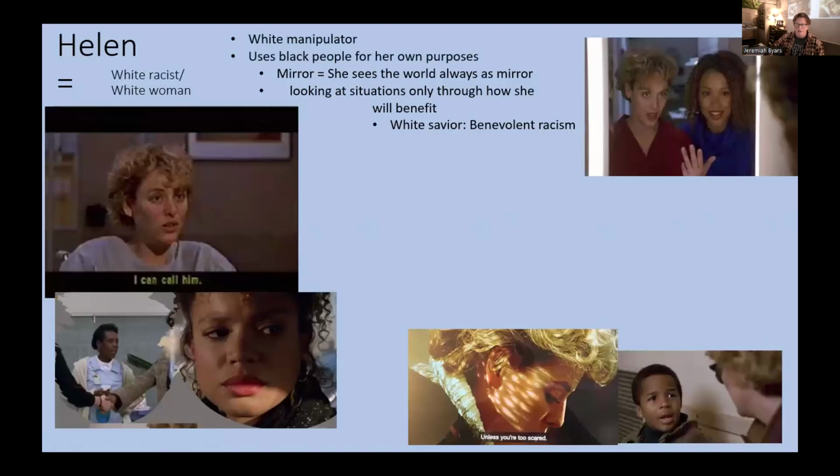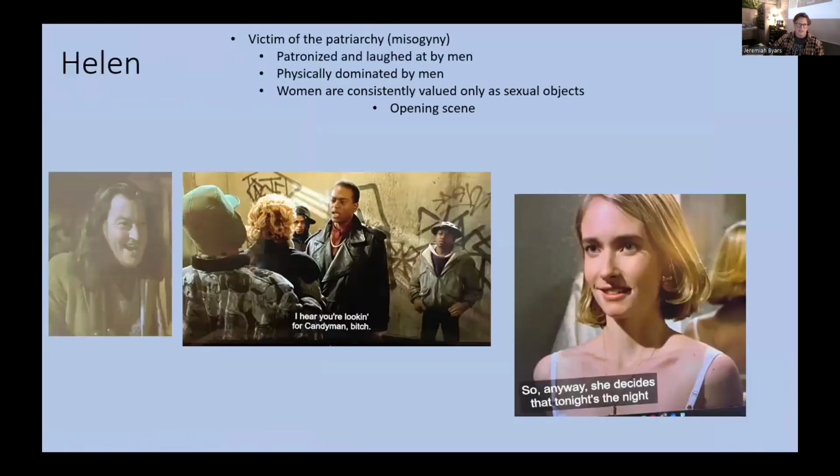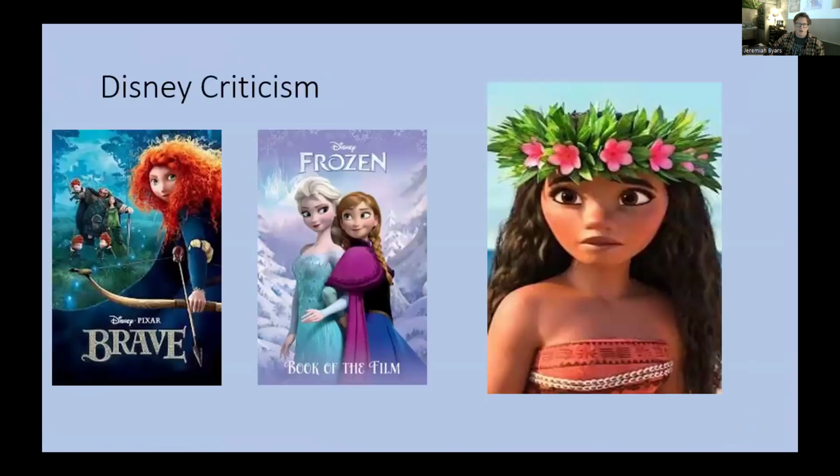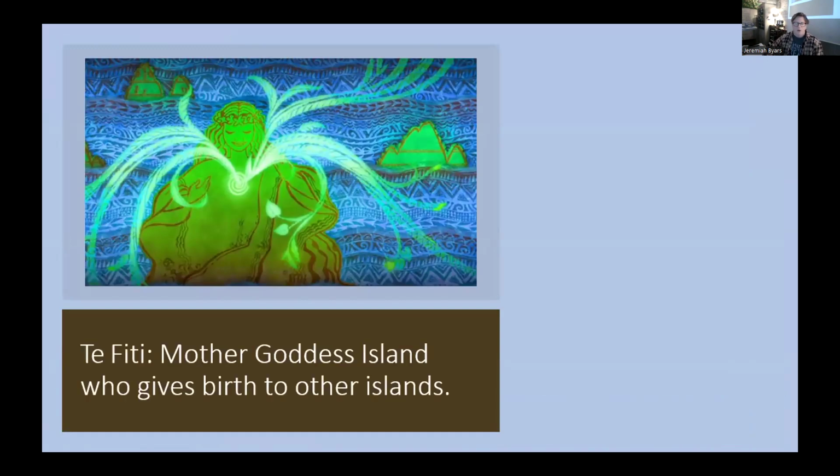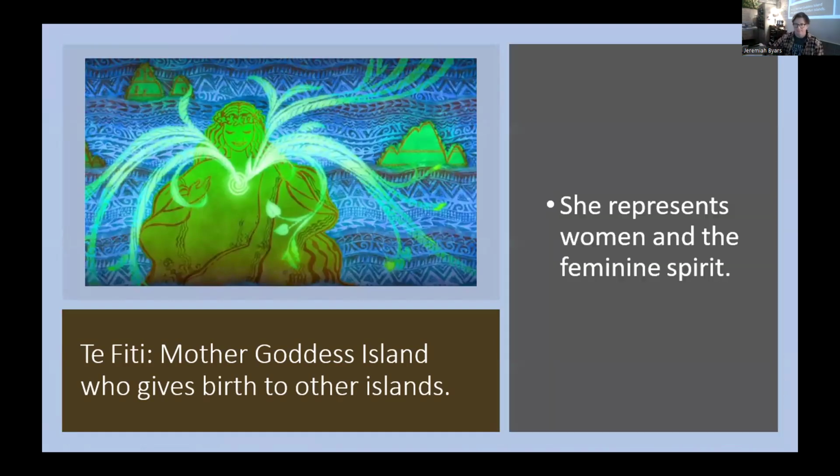So we've already discussed Candyman, the way to analyze Candyman, and how you can talk about it in your film. We've already talked about Helen and all the ways in which you can analyze the film. So now we're going to do Moana. We're going to do a feminist interpretation of Moana. Te Fiti represents Mother Goddess Island. And she gives birth to all the other islands. She represents women and the feminine spirit. Te Fiti: female, birth, mother, mama.